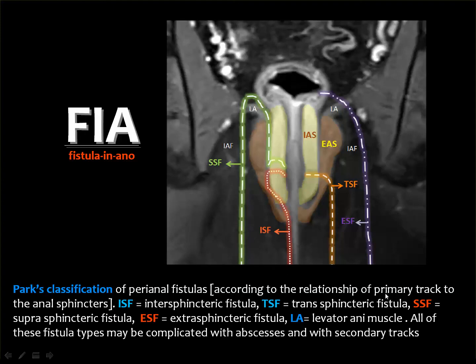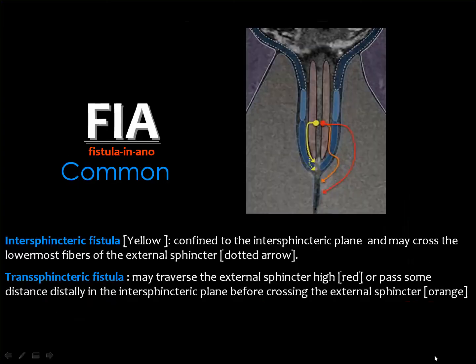The last type is the extrasphincteric fistula, and this fistula tract connects the outside directly to the rectum above the level of the levator ani. Then we have two common types and two rare types. The intersphincteric fistula is the fistula tract running between the internal sphincter and the external sphincter until it reaches the outside. And sometimes it may have a very small extension through the external sphincter to reach the external opening, and this is considered also intersphincteric.